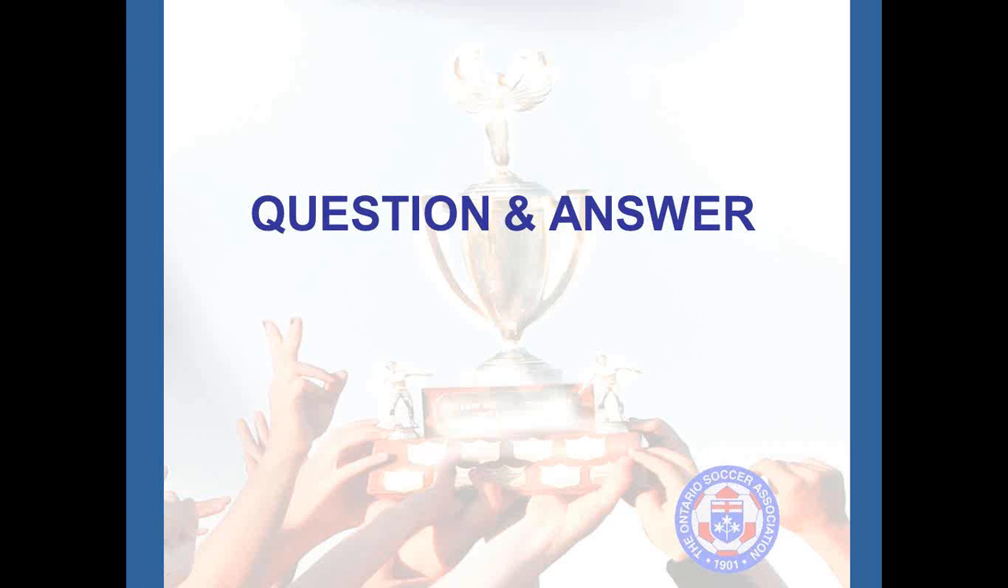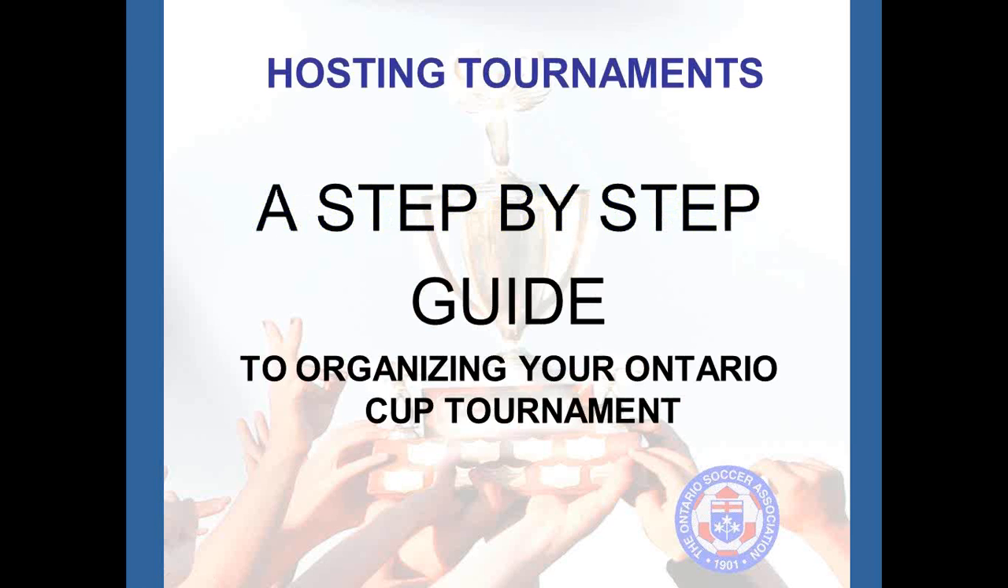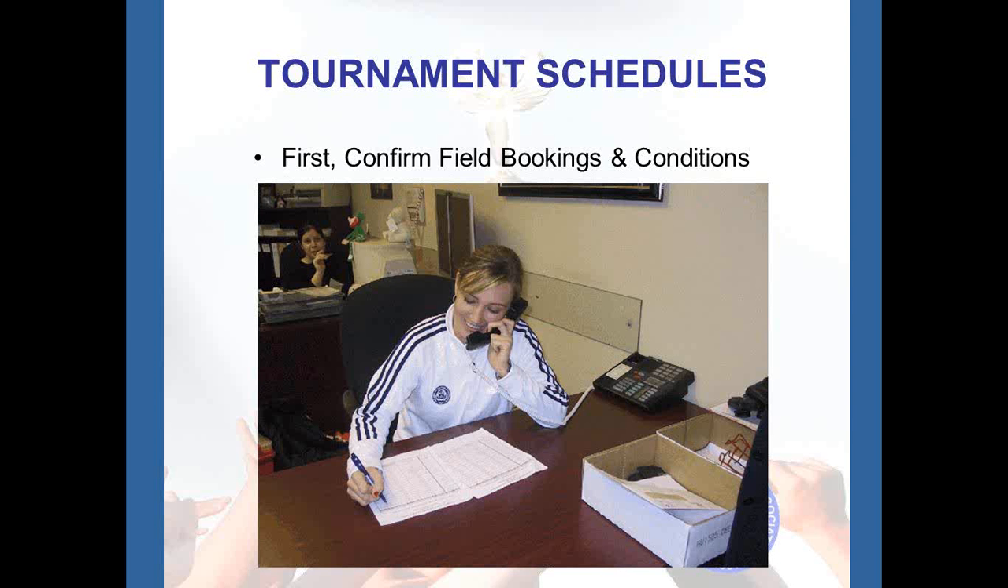Okay, we're going to go through a step-by-step guide to organizing your Ontario Cup tournament. So the first thing you want to do with your tournament is make sure that the field bookings are confirmed and that you've checked on the conditions of the field. So before you put anything into the schedules regarding the fields that you want to be playing on, make sure that those bookings are confirmed, that you have permits for those fields. And we also recommend that you actually check on the condition of the fields.